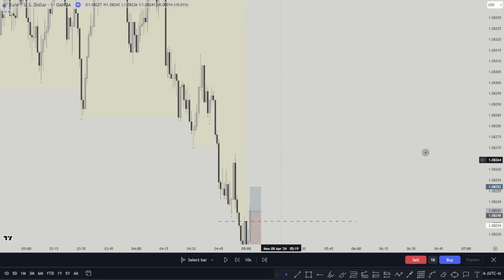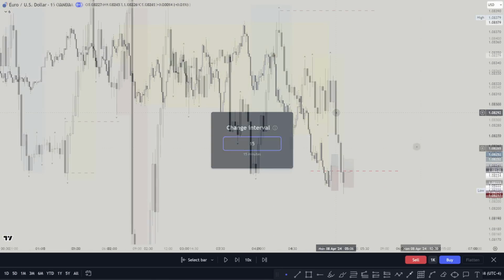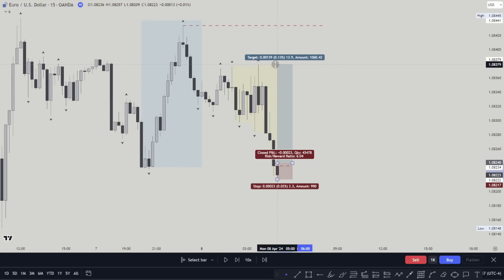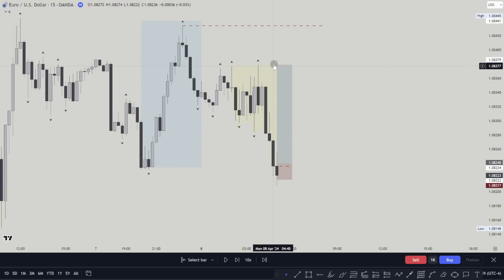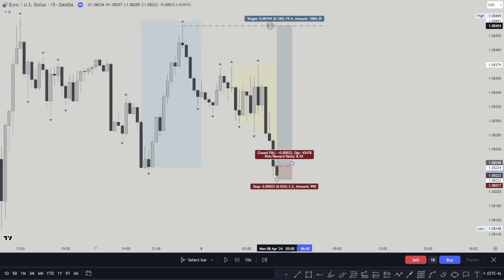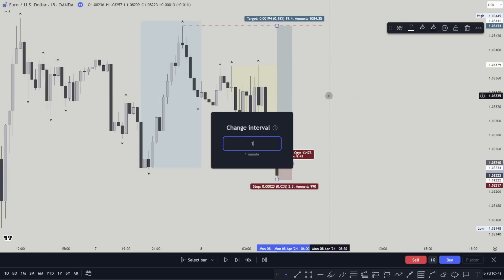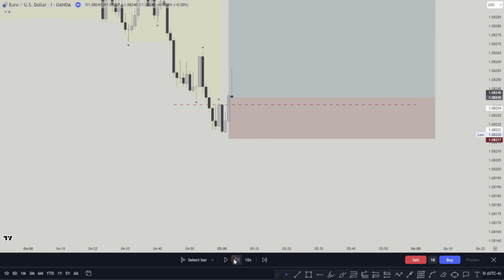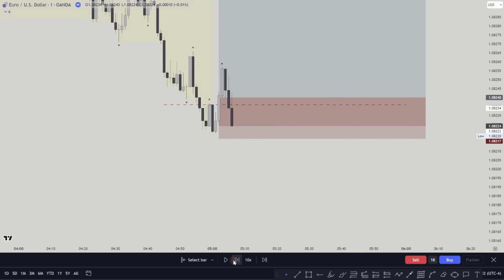What I could do now is go back to 15 minutes. The nearest fractal high is this one. That's already a 6 to 1. Now you could have also taken this one right here, Asian high here. Now back to 1 minute time frame, playing the price action, started to go higher, lower.